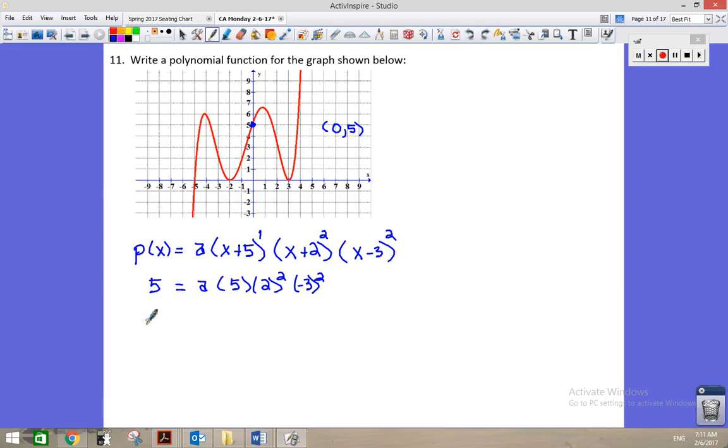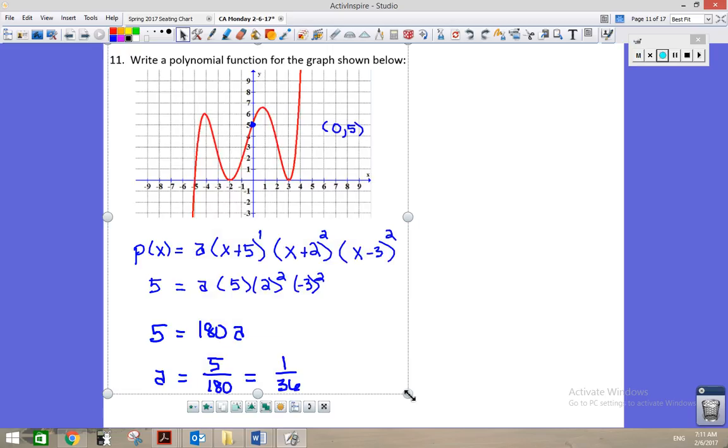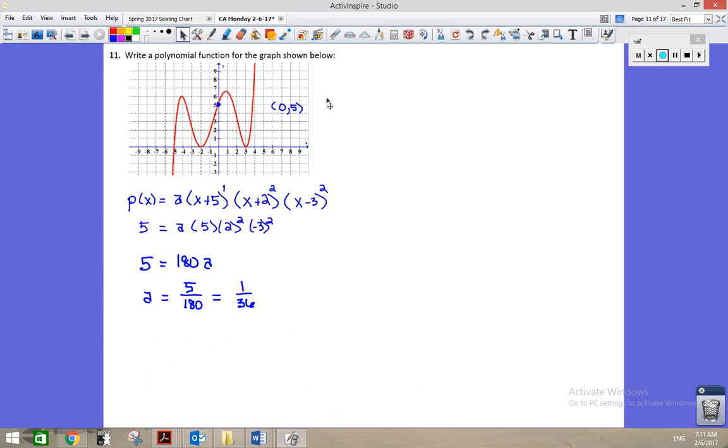So we have 5 times 4 is 20, times 9 is 180, and divide both sides by 180. 5 over 180 reduces to 1 over 36. So that means that our final answer is that the leading coefficient is positive 1 over 36.